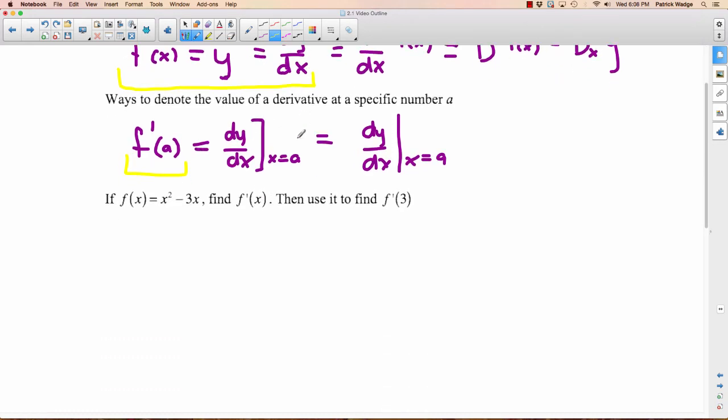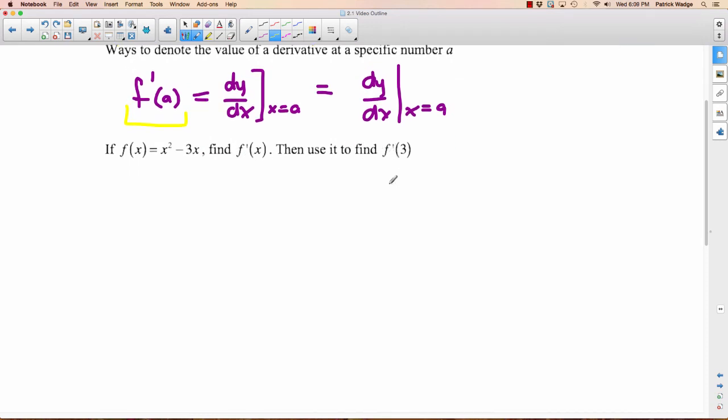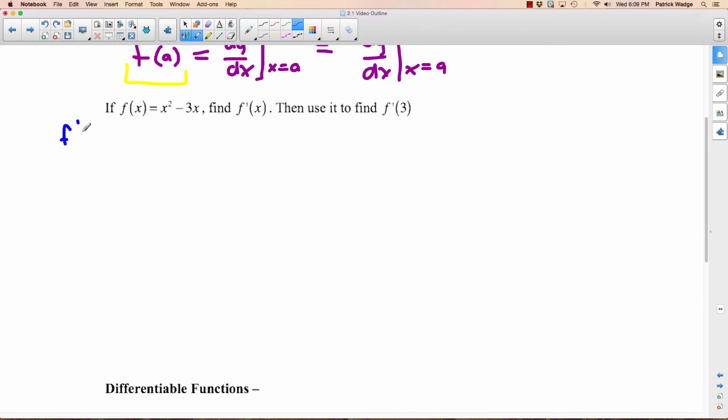All right, if f of x equals x squared minus 3x, find f prime of x, then use it to find f prime of 3. So what we're going to do is use our derivative formula, that is this blue formula down here. I'll rewrite it here. F prime of x equals the limit of f of x plus h minus f of x divided by h as h approaches 0. Okay, the limit, just put the h approaches 0 again.